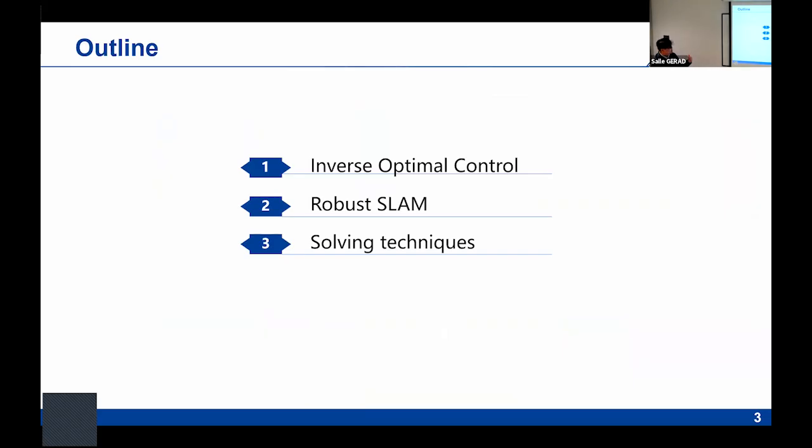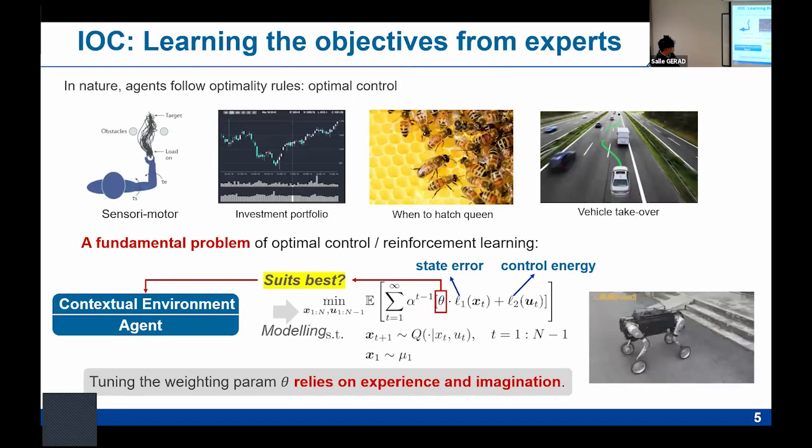The first one is inverse optimal control, which decides your objective function. The second one is how you can do SLAM under extreme conditions. And the third one is how you solve these kinds of problems. So the first one is inverse optimal control.